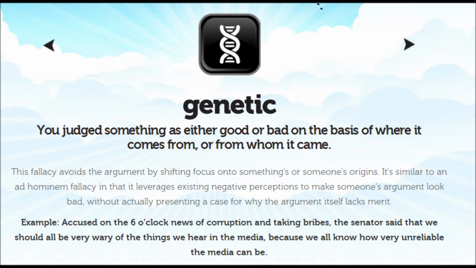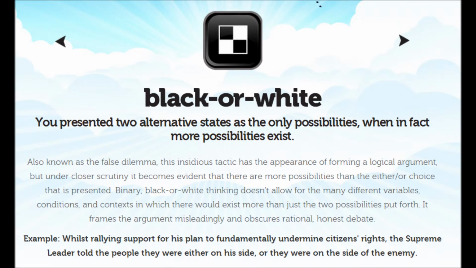19. Black or white. You presented two alternative states as the only possibilities, when in fact more possibilities exist. Also known as the false dilemma, this insidious tactic has the appearance of forming a logical argument, but under closer scrutiny it becomes evident that there are more possibilities than the either/or choice that is presented. Binary, black or white thinking doesn't allow for the many different variables, conditions, and contexts in which there would exist more than just the two possibilities put forth. It frames the argument misleadingly and obscures rational, honest debate.